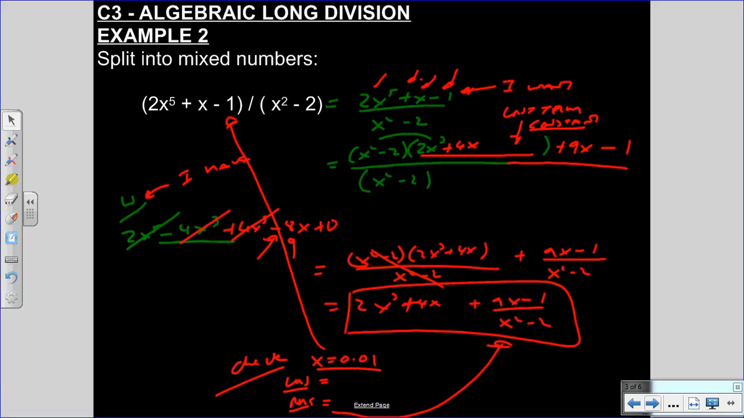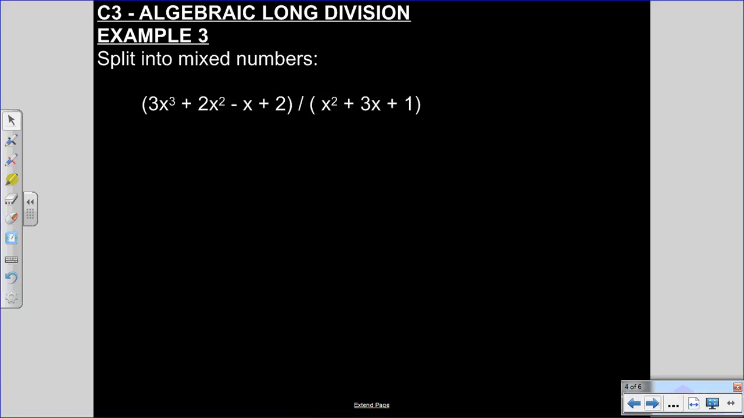plus answer minus 1 all divided by answer squared take 2, that gives me 0.49502475111, which is what I wanted. Now if I whack 0.01 into my answer, so 2 answer cubed plus 4 answer plus 9 answer take 1 divided by answer squared take 2, I should get exactly the same, which I do. So I know that I'm guaranteed to be correct here. Let's go again. So this time we've got 3x cubed plus 2x squared take x plus 2 all over x squared plus 3x plus 1. So always the same.